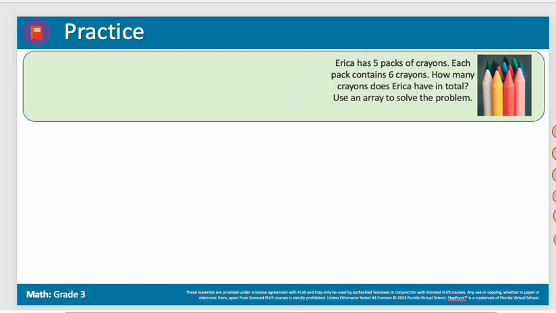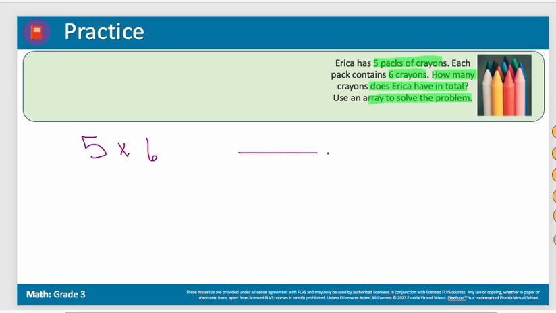I did my first read. Now I'm going to do my second read, and I'm going to focus on information. Erica has what? 5 packs of crayons. Okay, I know each pack has 6 crayons in it. I'm wanting to find out how many does she have all together or in total, and I have to use an array to solve it. Okay, so this is saying that I have 5 groups of 6, which means I need how many rows? So that's my first number.